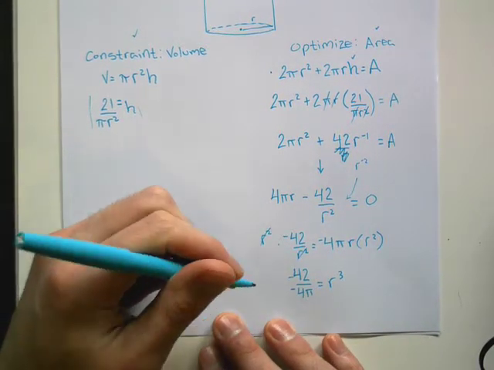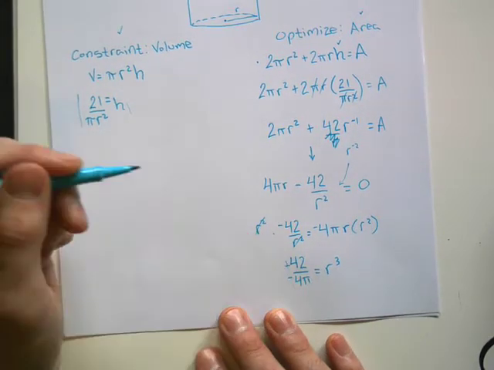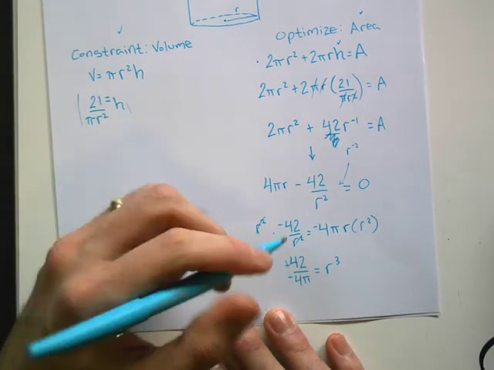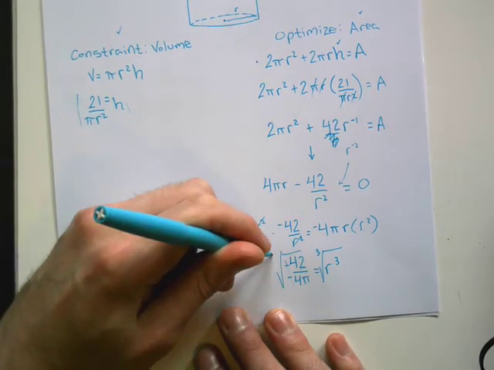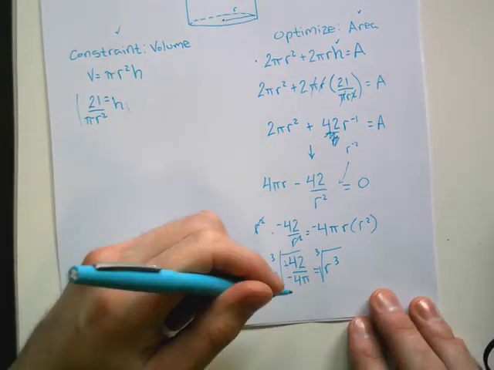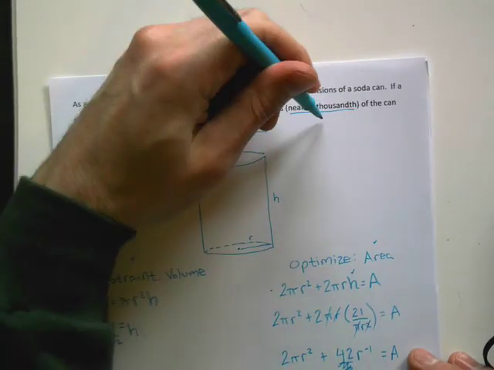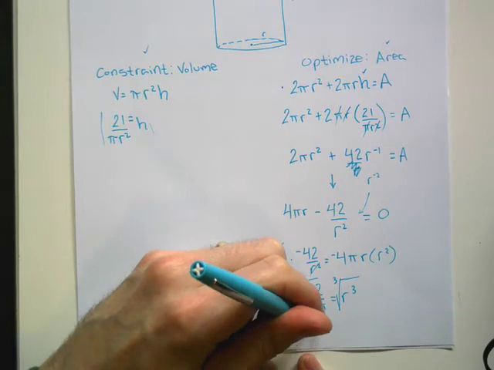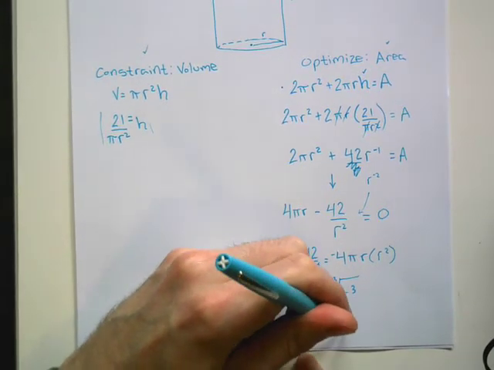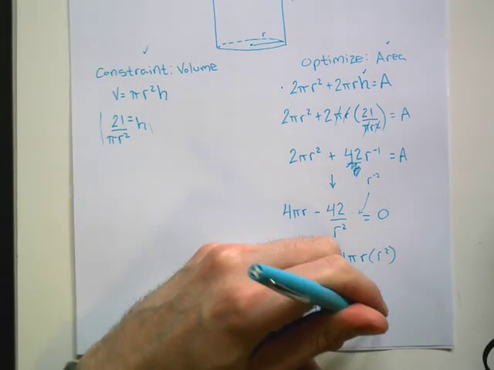So we can do a little reducing here. I can cancel these negatives out. 42 over 4 pi, if I do the cube root of both sides here, if you did that in your calculator, now remember the problem says round to the nearest thousandth. So I would get 1.495 inches is equal to r.